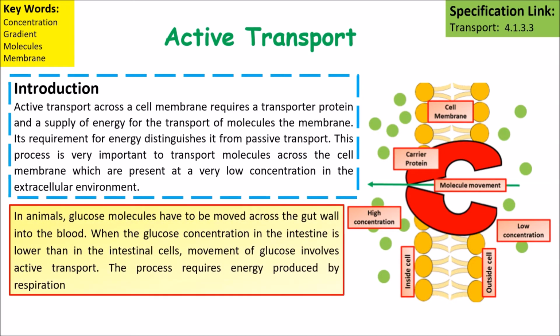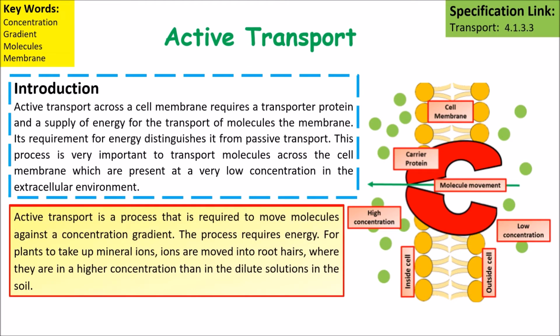In animals, glucose molecules have to be moved across the gut wall in the blood. So when glucose concentration in the intestine is lower than it is in the intestinal cells, the movement of glucose involves active transport. Active transport, like we just said, is a process that is required to move molecules against a concentration gradient. The process requires energy.